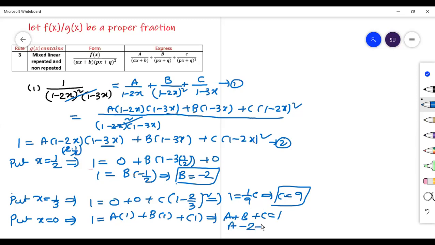B value is minus 2. This is 9, so A plus B plus C is equal to 1. 9 minus 2, 7. A is equal to 1 minus 7. So A is equal to minus 6 is the answer.